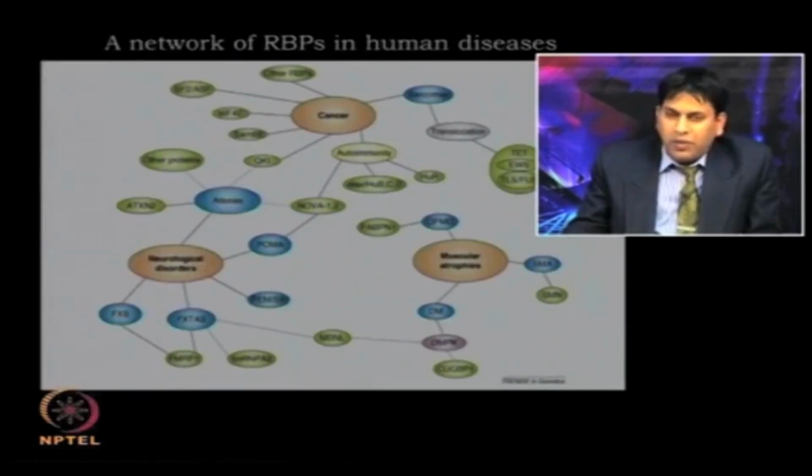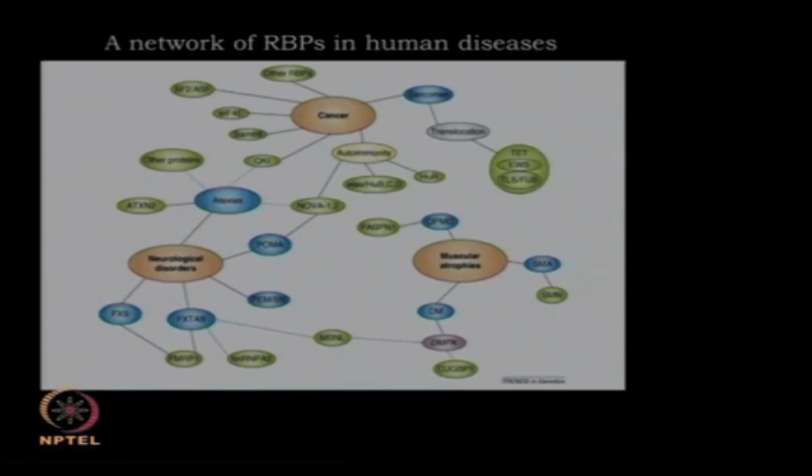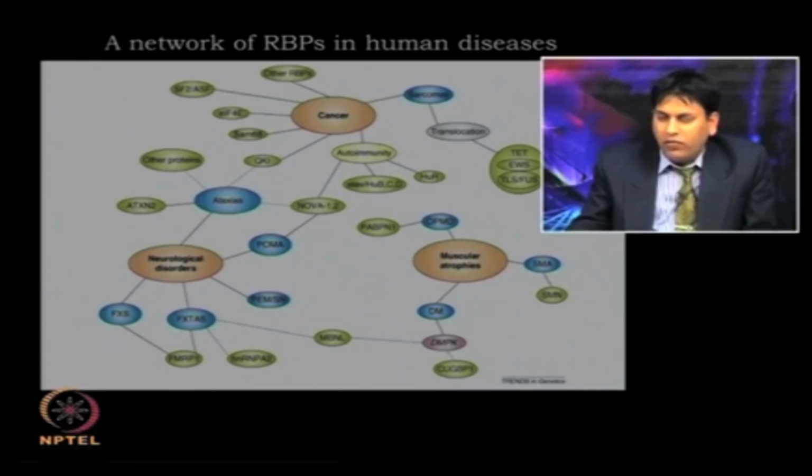Now, another aspect of understanding regulation at the post-transcription level is that a number of RNA binding proteins are involved in human diseases, major classes of human diseases such as cancer, muscular atrophies, and neurological disorders. In this network diagram shown here, the major class of diseases are shown in orange, while the subtypes of diseases which can be subclassified are shown in blue, and the specific RNA binding proteins which have been documented or implicated in these disorders are shown in green.